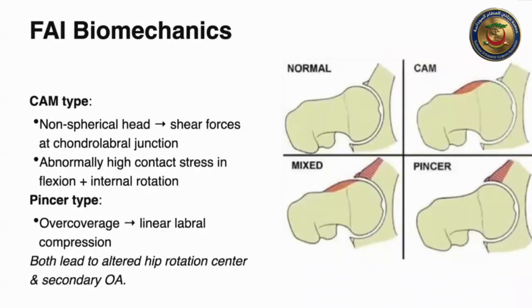So what is femoroacetabular impingement? We have two types, cam lesion or pincer lesion, or mixed. In the cam lesion, the head is not fully spherical, and the shear force at the chondrolabral junction is very high. So there is abnormally high contact stress in flexion and internal rotation. It will lead to early osteoarthritis. In the pincer type, there is overcoverage with linear labral compression; both lead to altered hip rotation and secondary osteoarthritis.